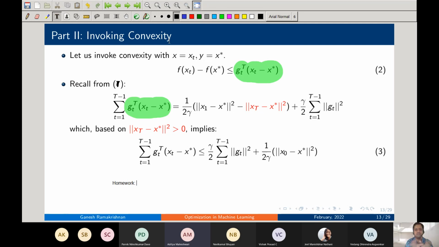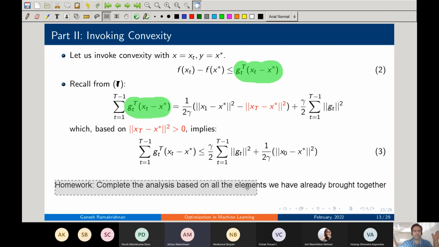We have several elements in place. Complete the analysis on all the elements we have already brought together. We used telescopic summing, algebraic manipulation, convexity, and Lipschitz continuity. Everything we have from our magic hat has been used. So now we should just take this to its logical conclusion.